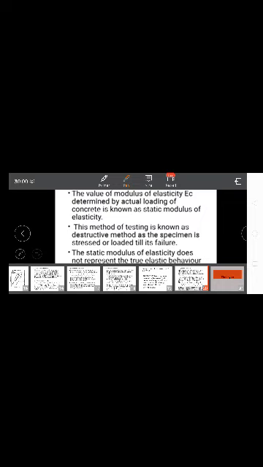The various factors which affect the modulus of elasticity are the strength of concrete, the state of wetness of concrete, the properties of aggregate, the effect of age, and mix proportion. These are the 5 factors which will affect the modulus of elasticity. Strength of concrete is one of the most important factors. Higher strength concrete has a higher value of modulus of elasticity.